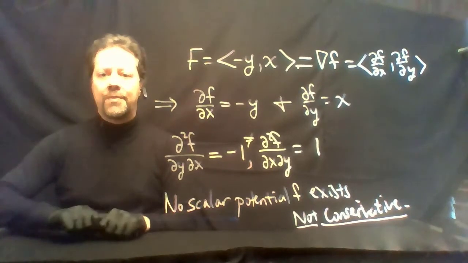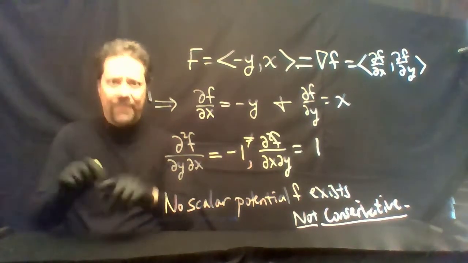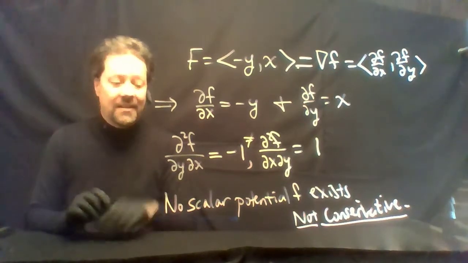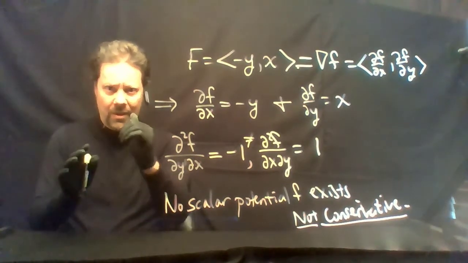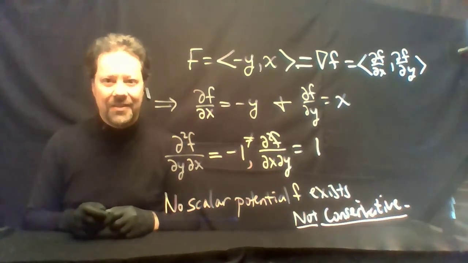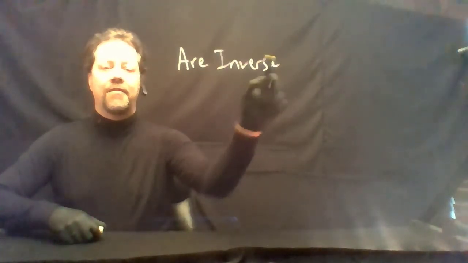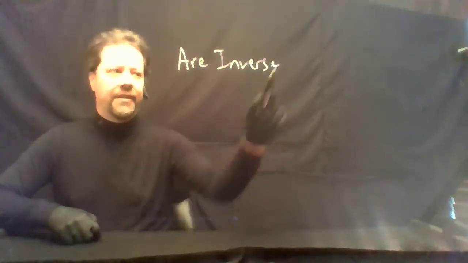So the first prototype was all divergy and no curly. It was conservative. The second one was all curly and no divergy, and it was not conservative. Are inverse square fields conservative?